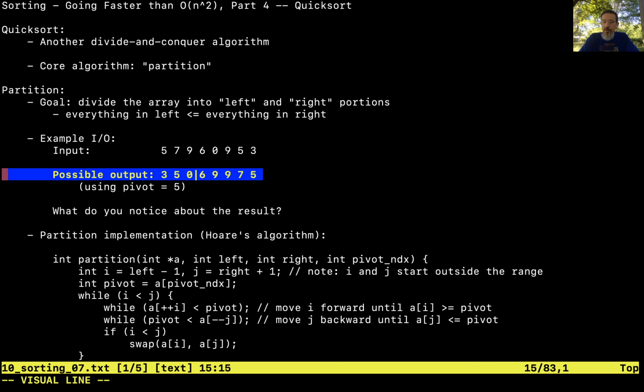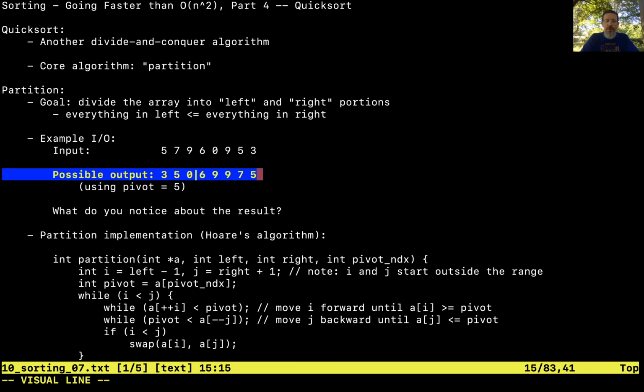If the pivot value, which we'll talk about in a minute, is 5, then we see that there's a left portion, which I'm highlighting here, 3, 5, 0, and everything in that region is less than or equal to 5, which is our pivot. And you'll notice that the right portion is 6, 9, 9, 7, 5. Everything there is greater than or equal to the pivot. The pivot is the value that we use to separate the two halves, or the two parts, let's say.